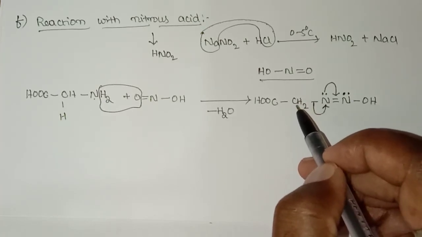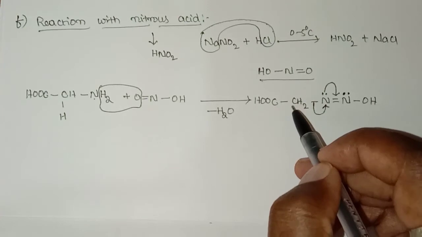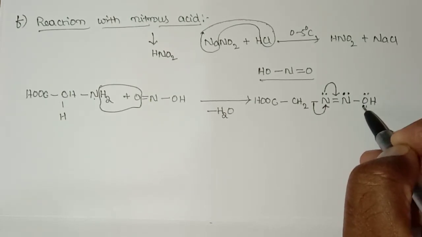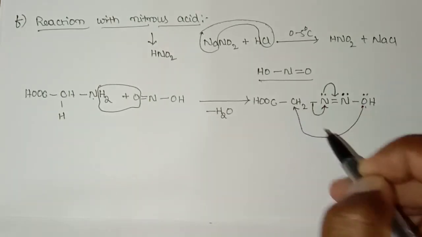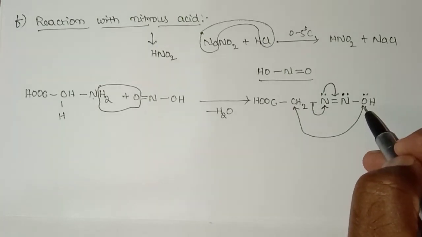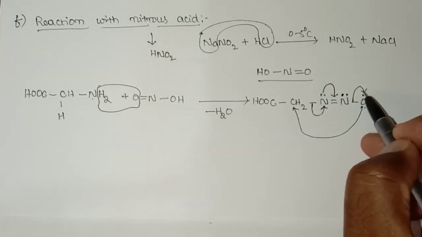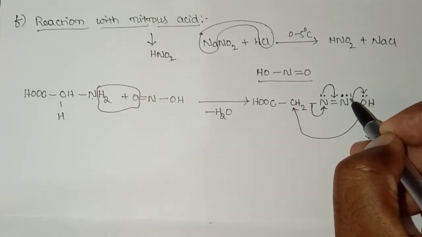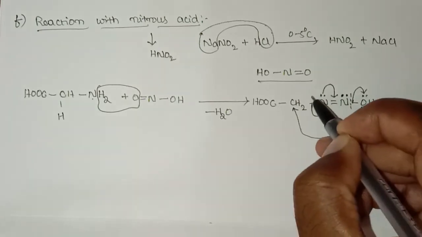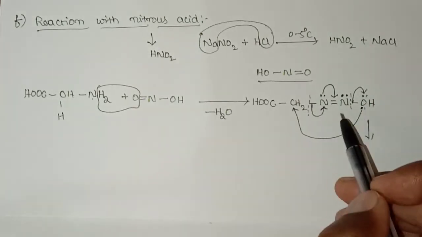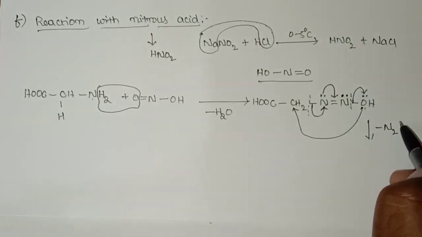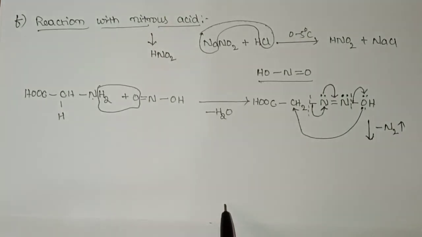To balance this electron density, the lone pair of electrons present on the oxygen atom will be donated over here. Again, to balance the lone pairs, bond pairs will shift onto oxygen. Once again, you can observe the bond is getting broken over here as well as here. And the two nitrogen atoms combine together, resulting in the elimination of nitrogen gas.